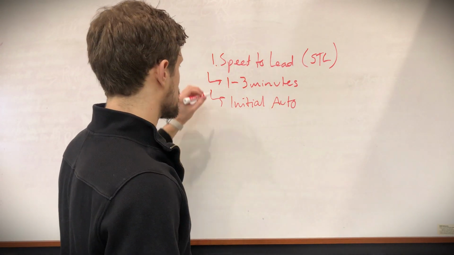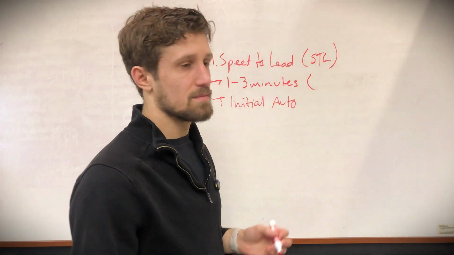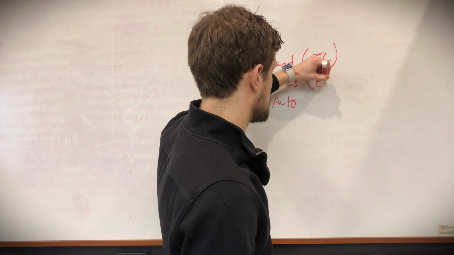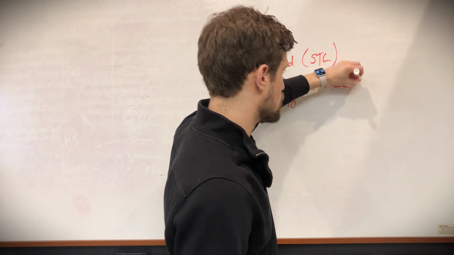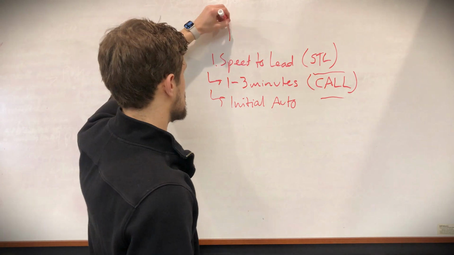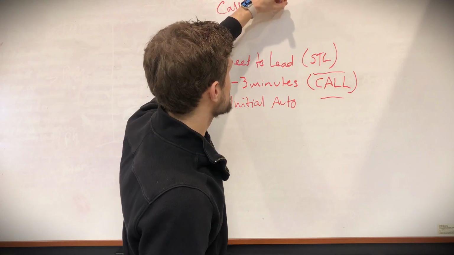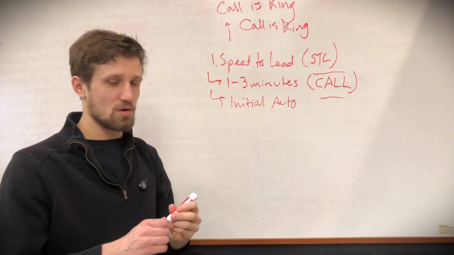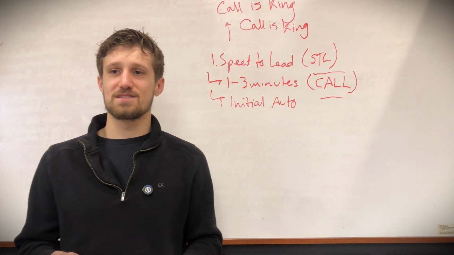And then of course we want to reach out via text and or call. Call is preferred. So I would like to see if we can call them within 1 to 3 minutes. And real quick here, guys, I prefer call. Calling is king. I'll write it here again. Call is king. If I had to put them in order, it would be call, then text, then email.